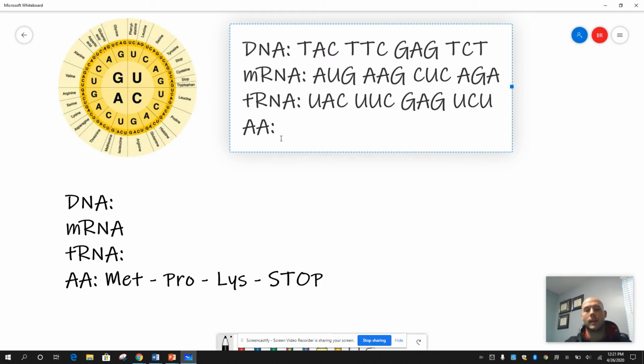So now to find our amino acid, again, we're going to use our mRNA, not the tRNA. That just tells us which amino acid to bring in, or which one is coming in. The mRNA is the messenger. That's the one that determines this amino acid here.